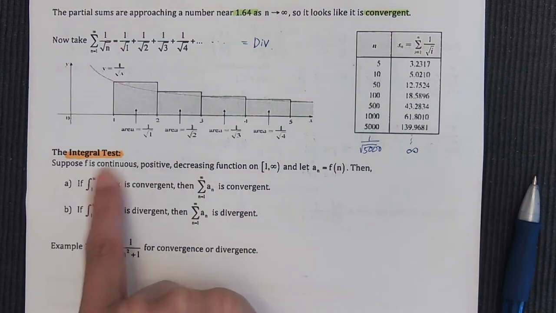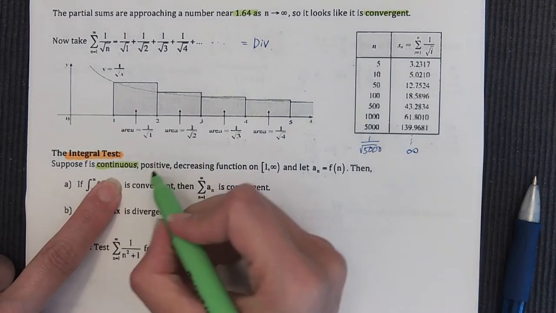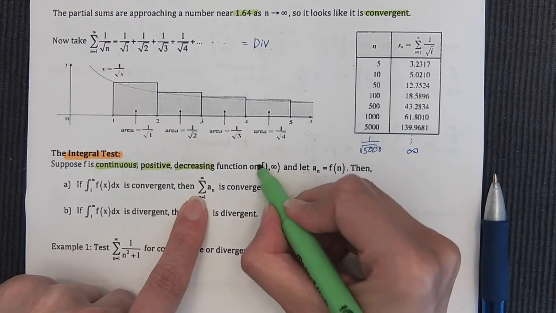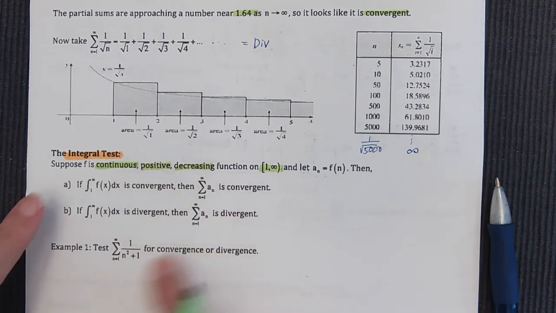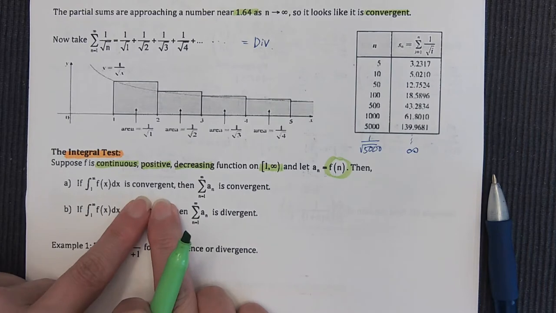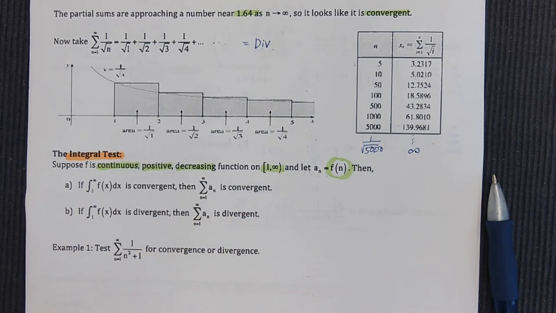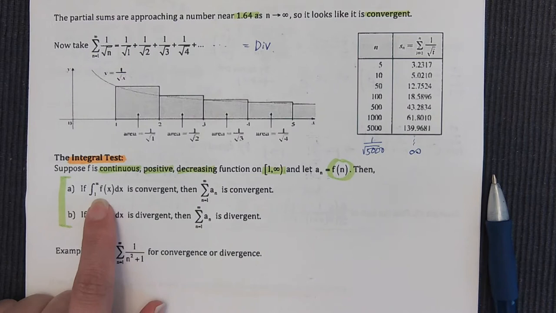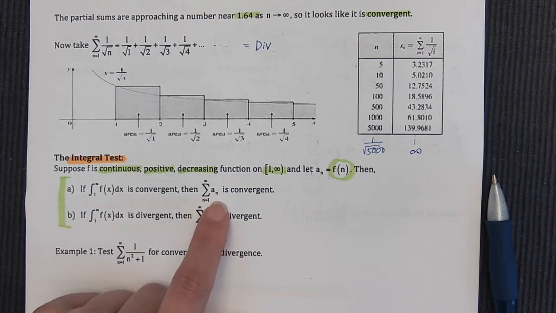Let's say the function is continuous. That's three conditions you always have to mention. The function is continuous, the function is always positive, and it's decreasing from 1 to infinity. If those conditions are satisfied, then you can take the integral of the function. If the integral is convergent, you can say the summation is convergent. If the integral is divergent, the summation is also divergent. So pretty much what they're saying is: take the integral, see whether the integral is convergent or divergent, then you can say the summation is convergent or divergent.